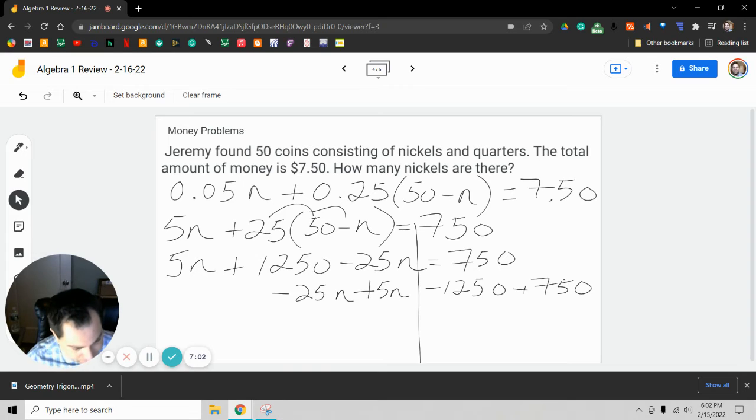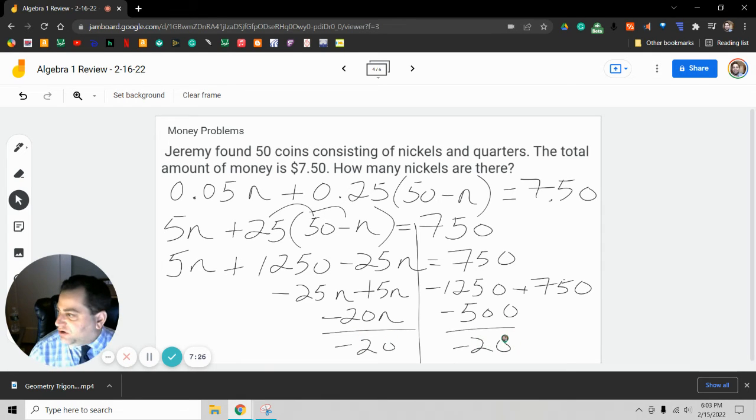5 minus 25 is going to be negative 20n. Negative 12.50 plus 7.50 is going to be negative 5.00. Divide both sides by negative 20. Negative 500 divided by negative 20 is going to be 25. There's 25 nickels, and that's what we are looking for.